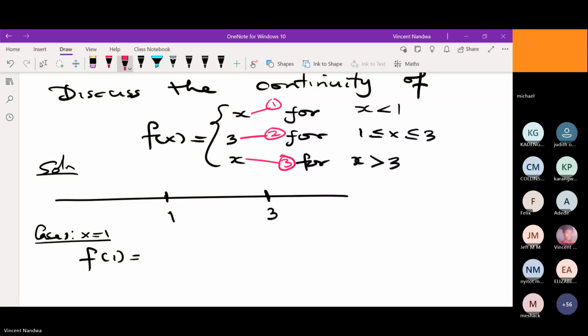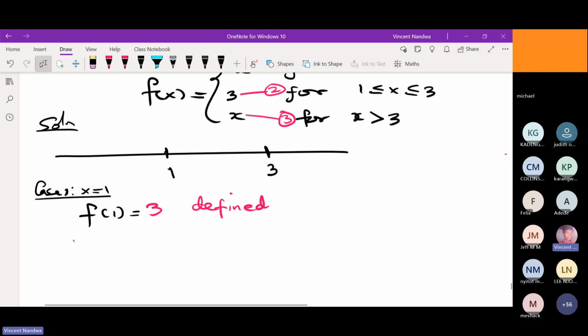The second one, because the second one allows us to evaluate the value of the function when x is allowed to be 1. So what would be the value of f of 1? If f of x equals 3, what is f of 1? 3. So f of 1 is 3. So this is well defined.